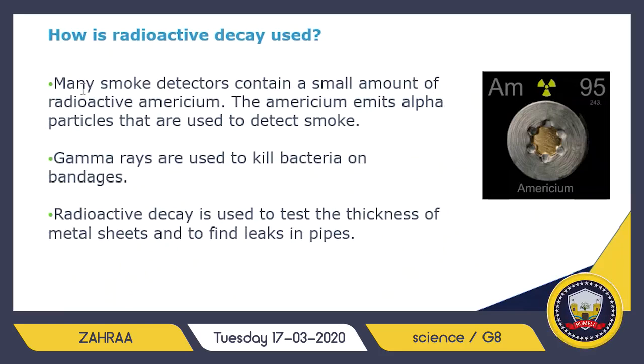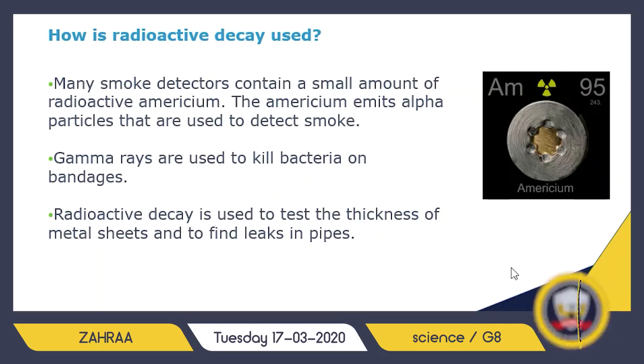How is radioactive decay used? Now we need to discuss some useful applications of radioactive decay. Number one, many smoke detectors contain a small amount of a radioactive substance called americium. The americium, as we can see in this photo, emits alpha particles that are used to detect smoke. Number two, gamma rays are used to kill bacteria on bandages. As we said, gamma rays have a great penetrating power. That's why we use gamma rays to kill bacteria and microbes.